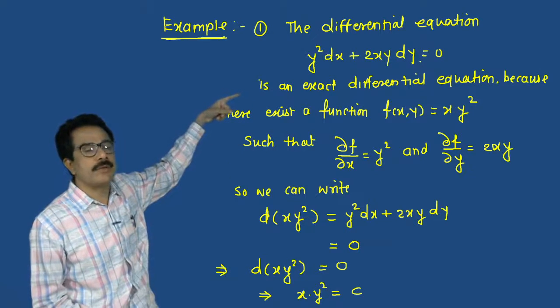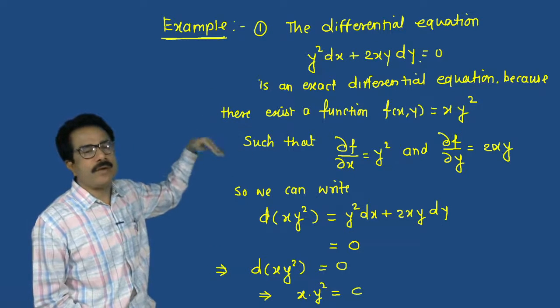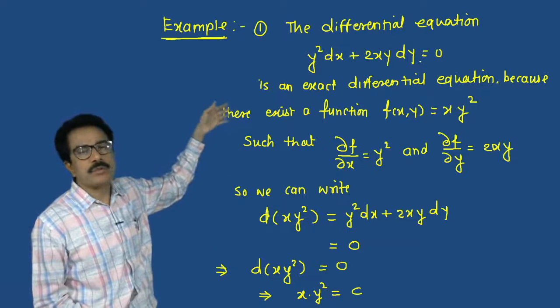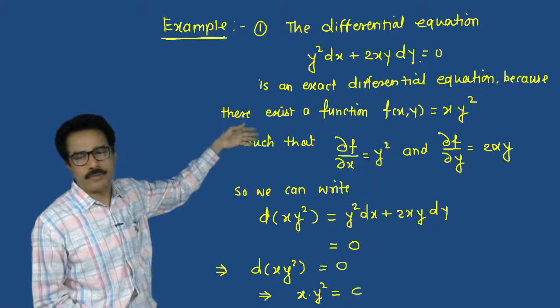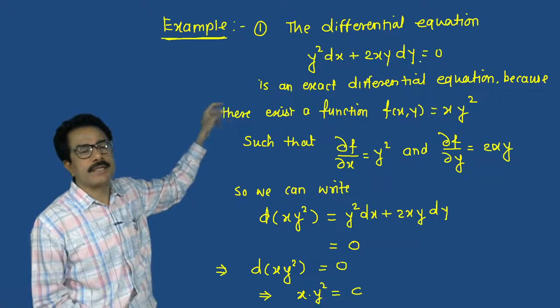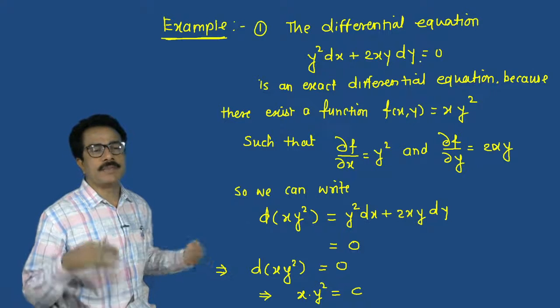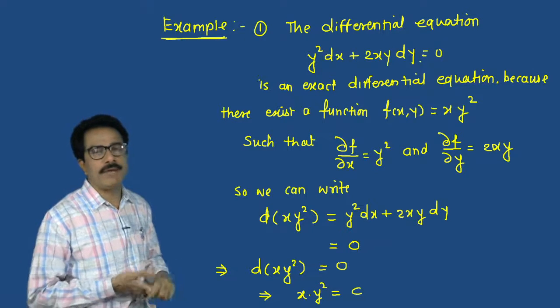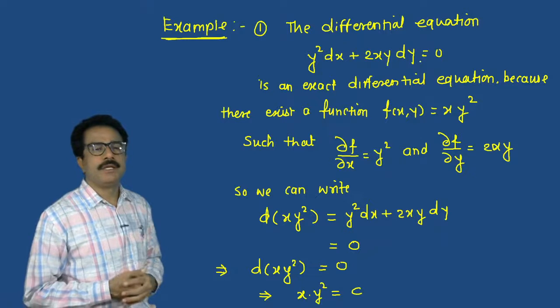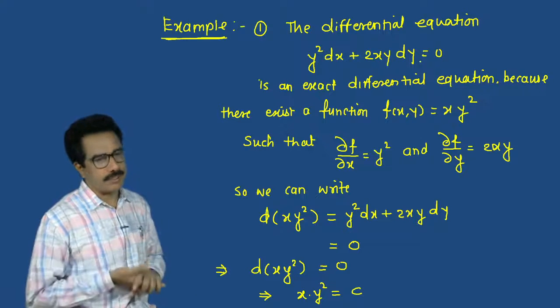Means dou f by dou x is equal to m, and dou f by dou y is equal to n. So we can say that the given differential equation y square dx plus 2xy dy equals 0 is called an exact differential equation. See this?